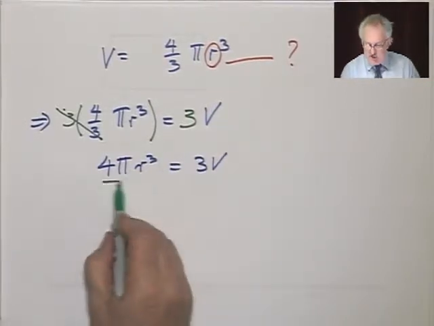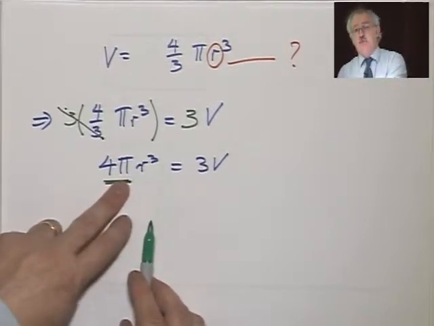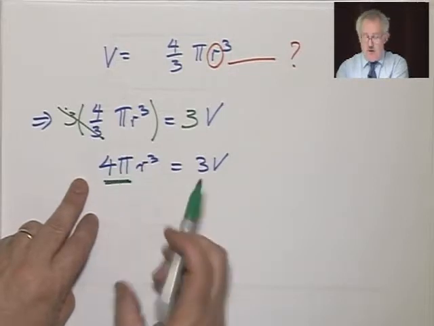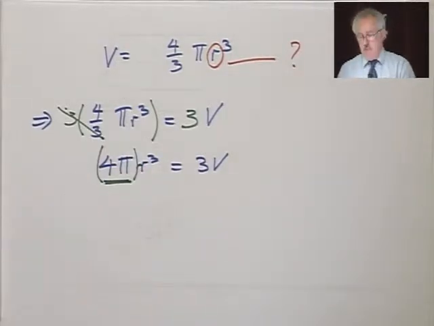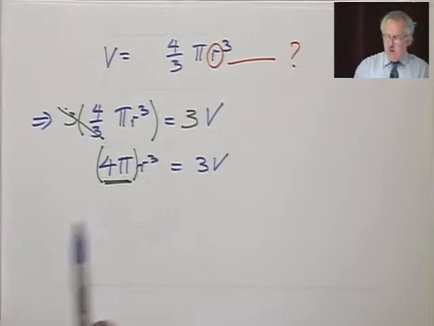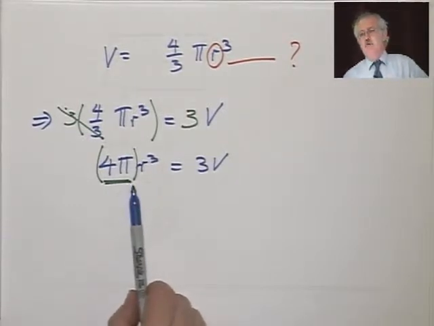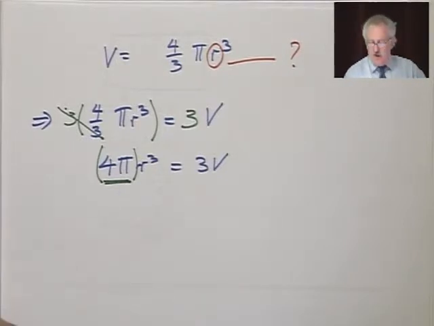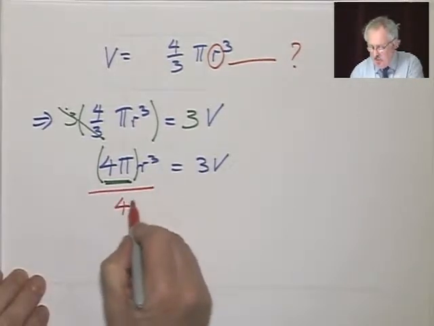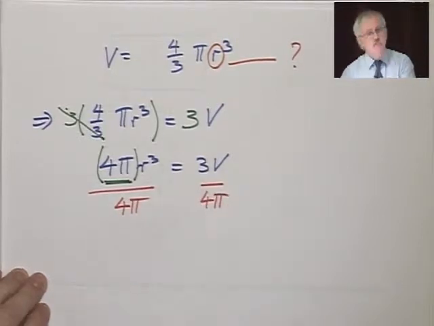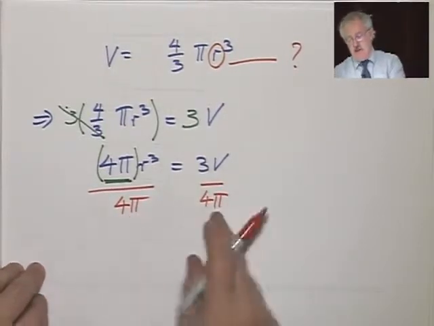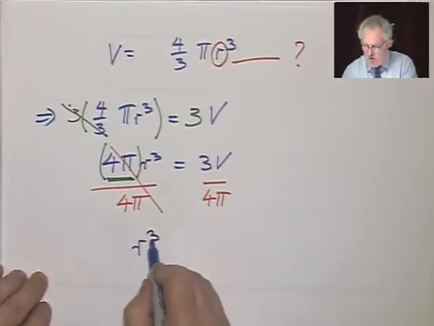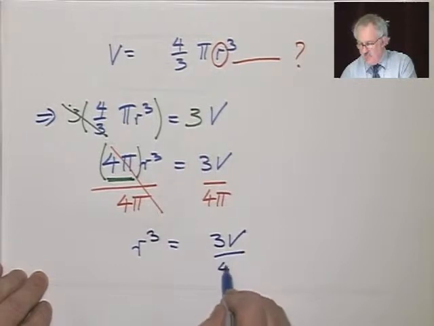Now, 4 is just a multiplier. 4 is a number and pi is a number. Pi, say, roughly 3. 4 times 3 is 12. 4 pi is just a number. It's just a multiplier. So really what this is, is a number times r cubed. And I don't like multiplication. I just want to simplify this right-hand side. So let's go at that. The only way to get rid of a multiplier is divide. And whatever I do on this side, I do on that side. So now I'm left with r cubed is 3v over 4 pi.